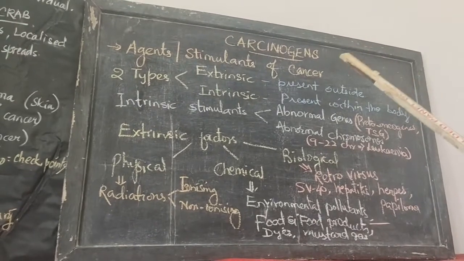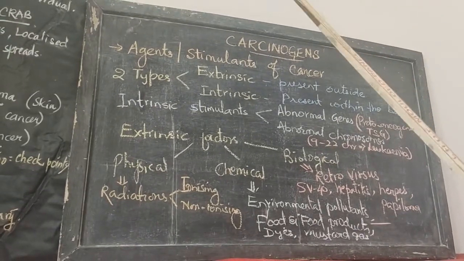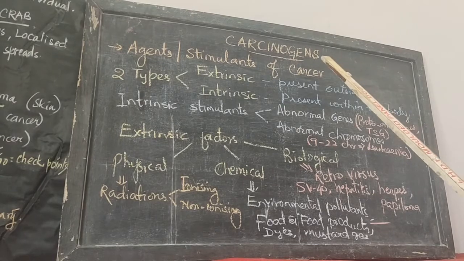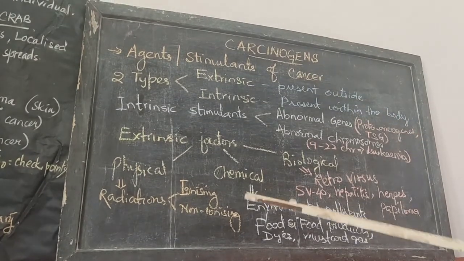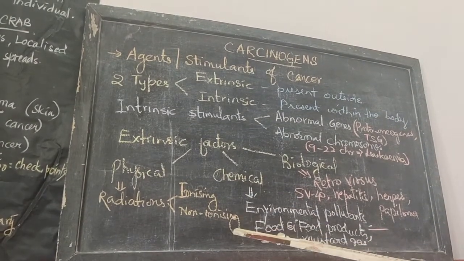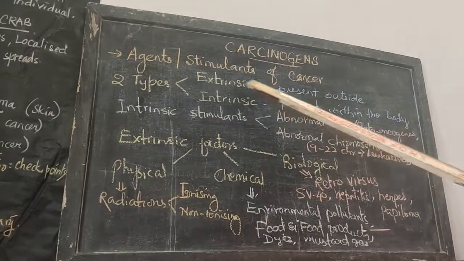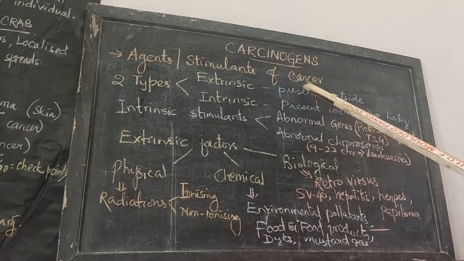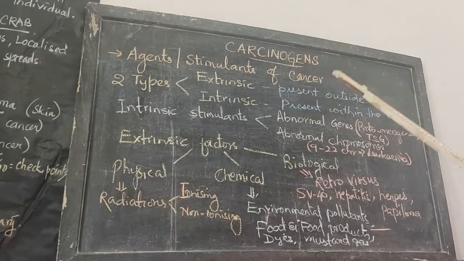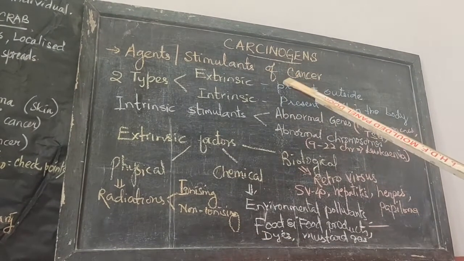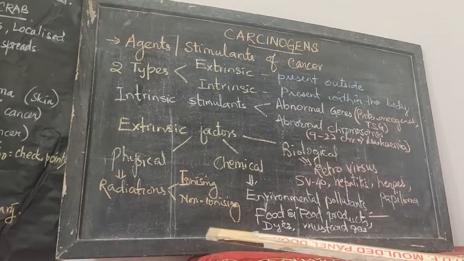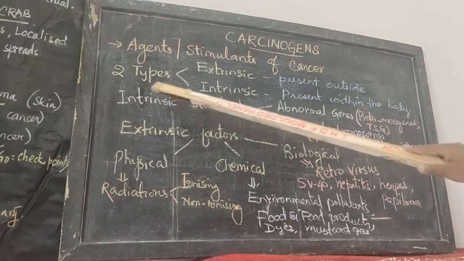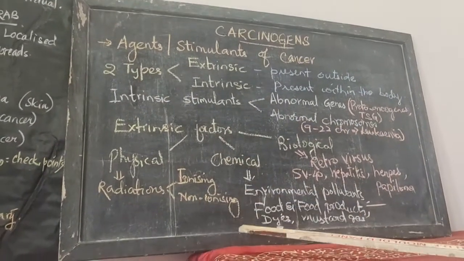Students, today we shall try to understand the next part of cancer biology, carcinogens. Carcinogens are any agents or stimulants that induce cancer or cause cancer. Causative factors of cancer are called carcinogens. There are two types of carcinogens seen.